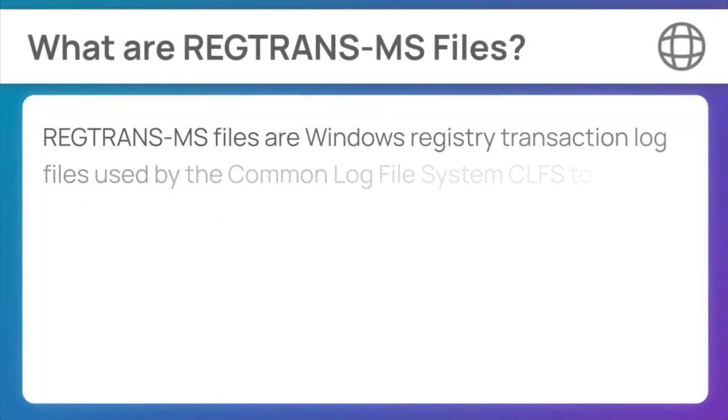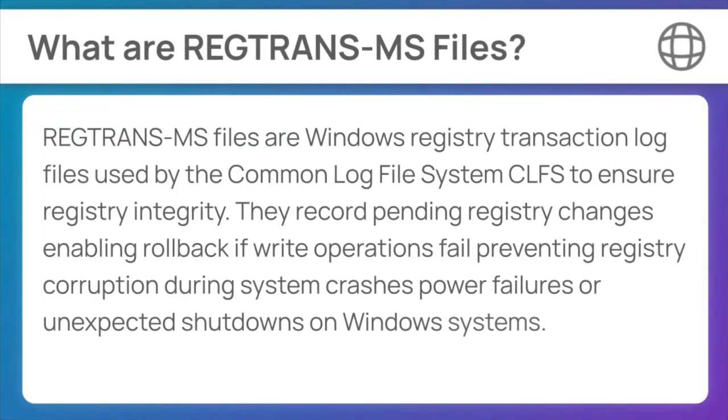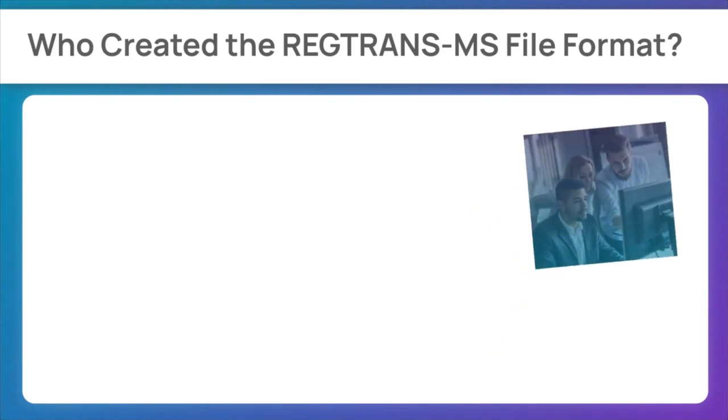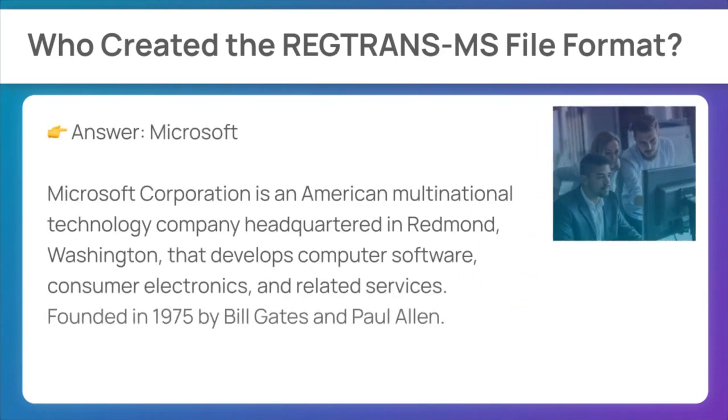REGTRANS-MS files are Windows registry transaction log files used by the Common Log File System, CLFS, to ensure registry integrity. They record pending registry changes, enabling rollback if write operations fail, preventing registry corruption during system crashes, power failures, or unexpected shutdowns on Windows systems.